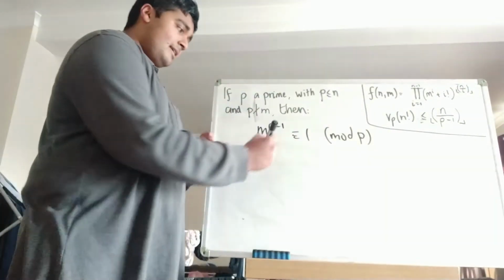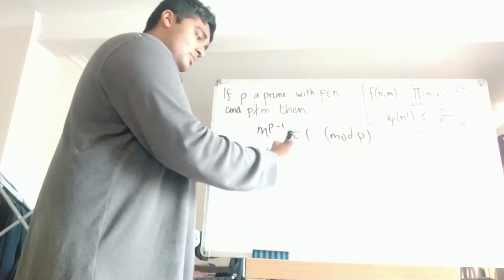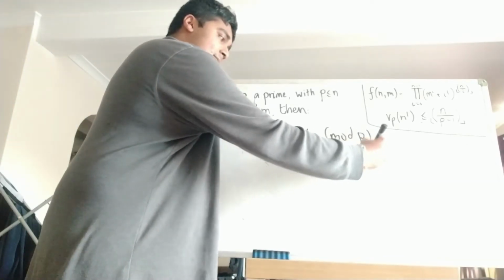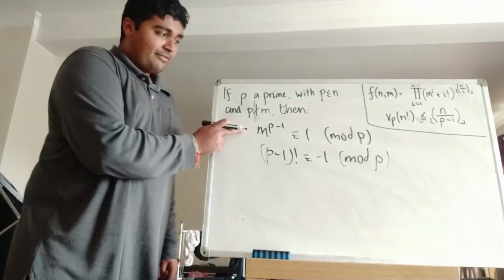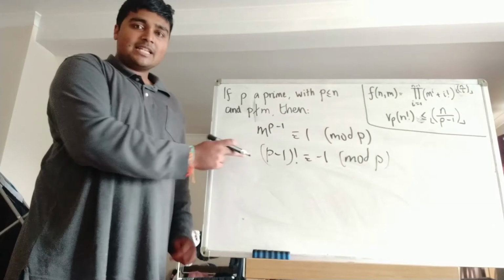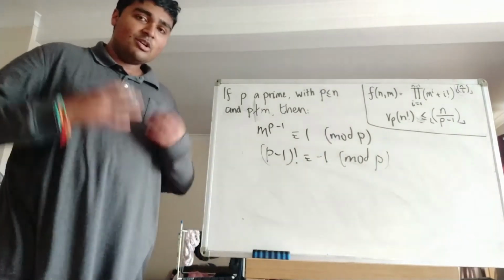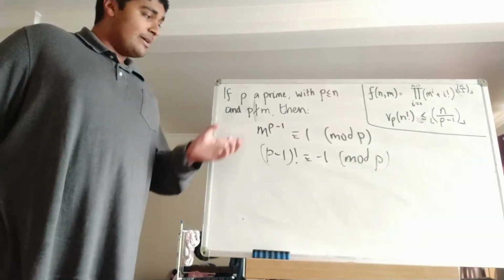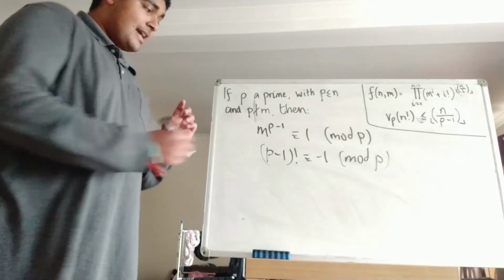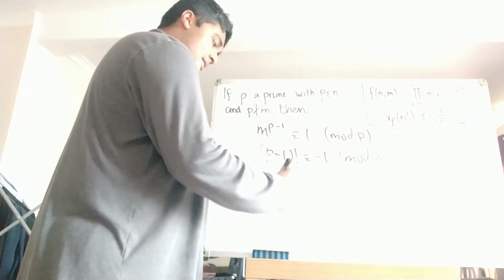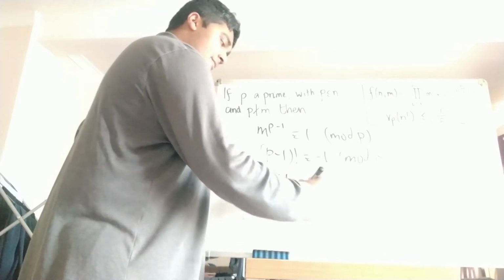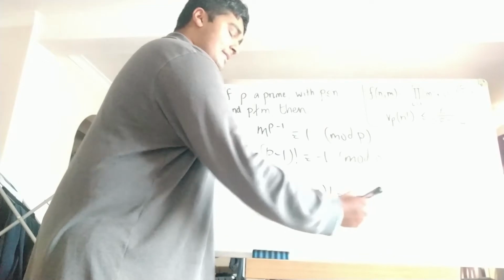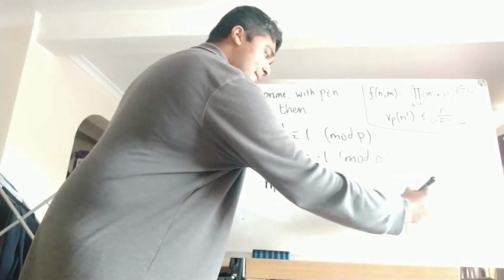And similarly, by Wilson's theorem, p minus 1 factorial is going to be congruent to minus 1 mod p. So this is by Fermat's little theorem, and this is by Wilson's theorem. If you've not seen either of those before, go and look them up. They're very fundamental theorems in number theory. Anyway, continuing, what we're going to do is add these two lines up. On the left-hand side, we get m to the p minus 1 plus p minus 1 factorial, and that's going to be congruent to 1 minus 1, which of course is 0, mod p.